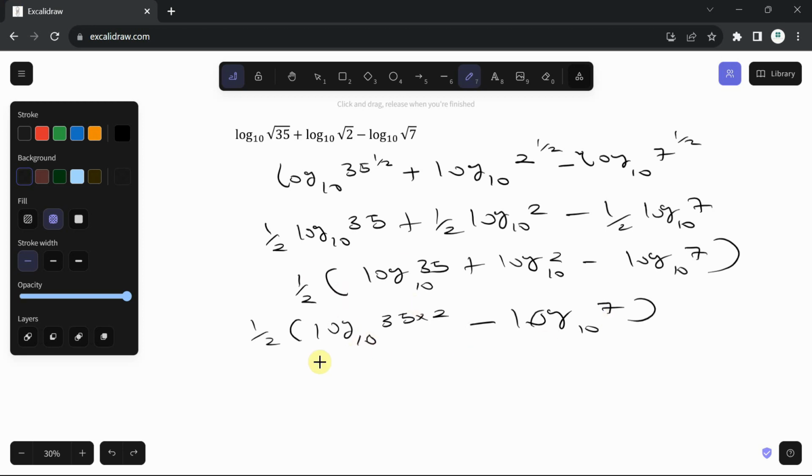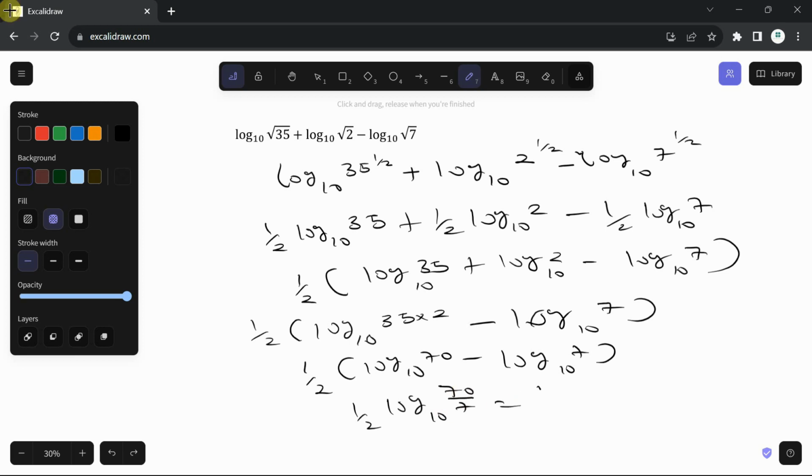So I can resolve this further and see this is half, log base 10 of 70 minus log base 10 of 7. And if you look at our law 2, when we have something like this that has the same base and is minus, we can divide and say half log base 10 of 70 divided by 7. This is like saying half log base 10 of 10.